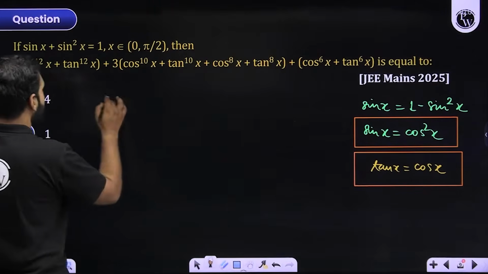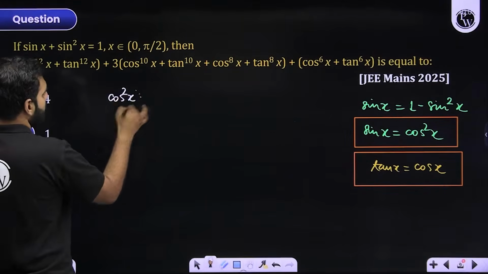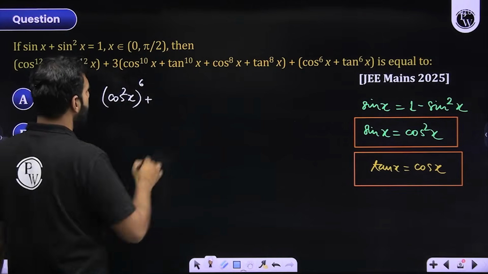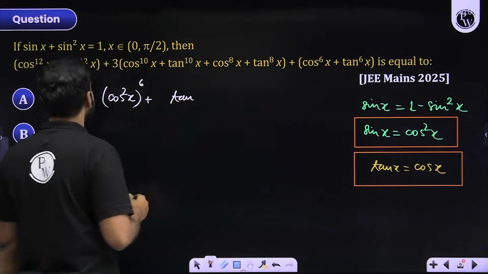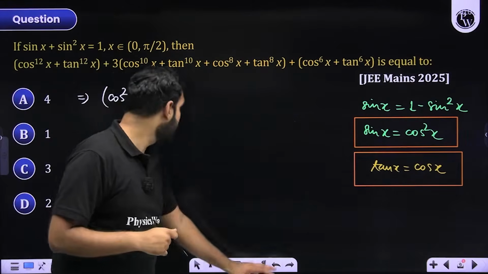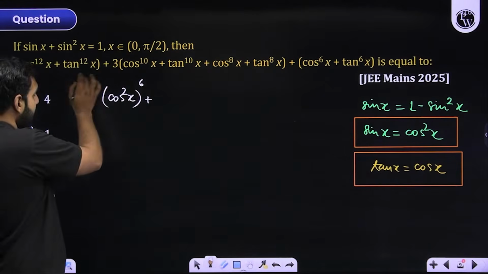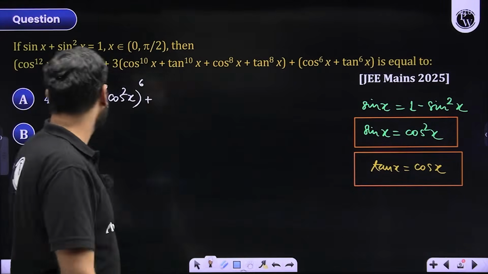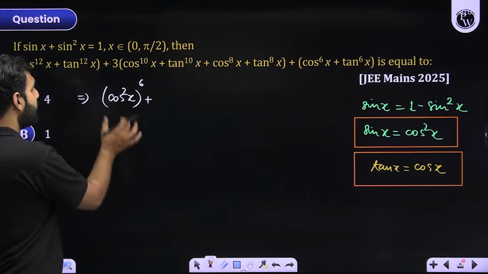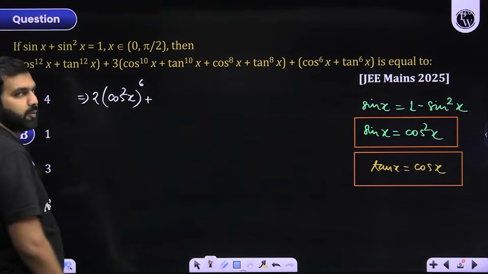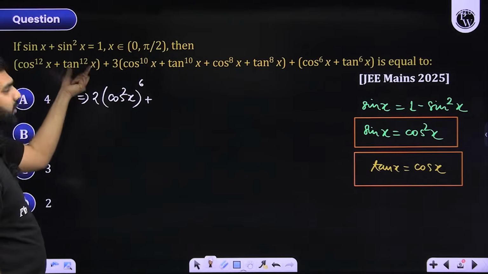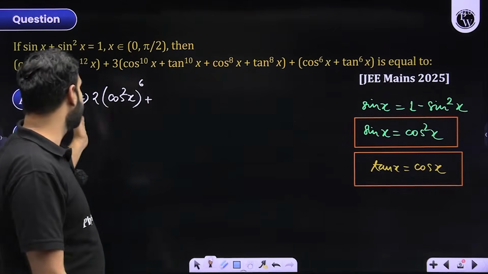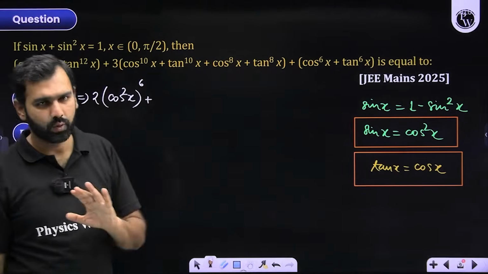So cos x to the power 12, can I not write as cos square x whole raised to the power 6, plus tan x to the power 12. But before I replace tan x to the power 12, can I replace tan x by cos x? So that is nothing but cos x to the power 12. And cos x to the power 12 we have already written as cos square x whole raised to the power 6. So this is cos x to the power 12 plus cos x to the power 12, which means 2 times cos x to the power 12, which can be written as 2 times cos square x whole raised to the power 6. I hope there is no confusion on it.